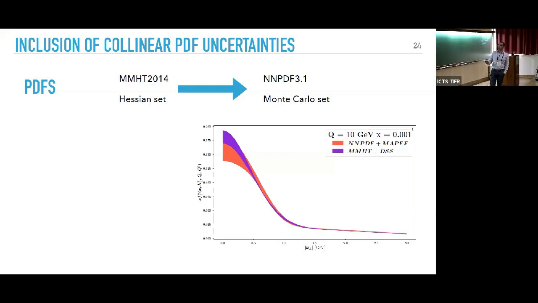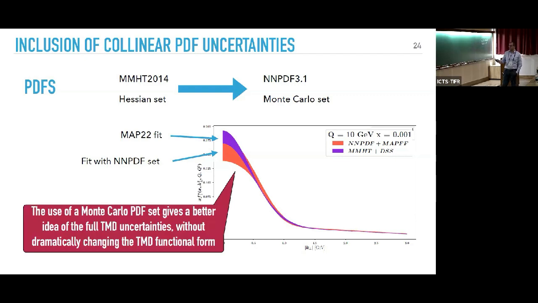In our latest extraction, we used a certain PDF set, which was at the time MMHT 2014, which is a Hessian set. So it's not a Monte Carlo set with replicas. Now we decided to switch to a set with Monte Carlo replicas, and this is what happens in the final TMDs. The new fit has a higher error band because it contains not only the errors due to the shape of the TMD, so the parameters of the TMD function, but also the errors due to the collinear PDF choice, because for each replica we have a set of non-perturbative parameters. So clearly the error band is bigger if you take into account also the error on the collinear PDFs.